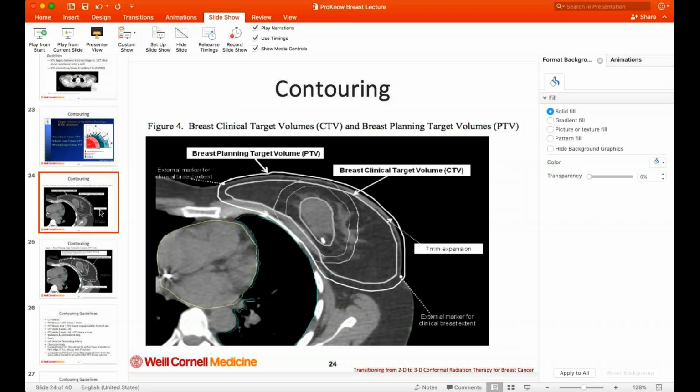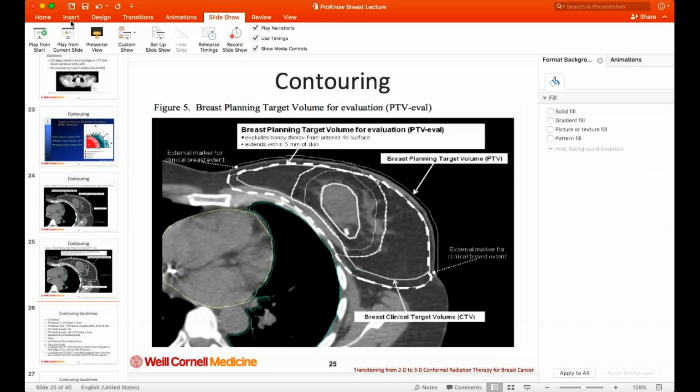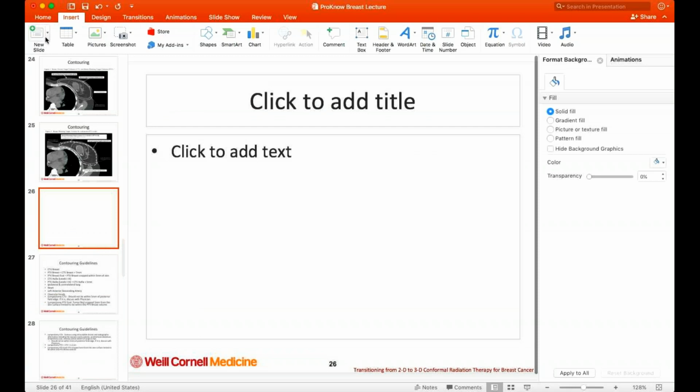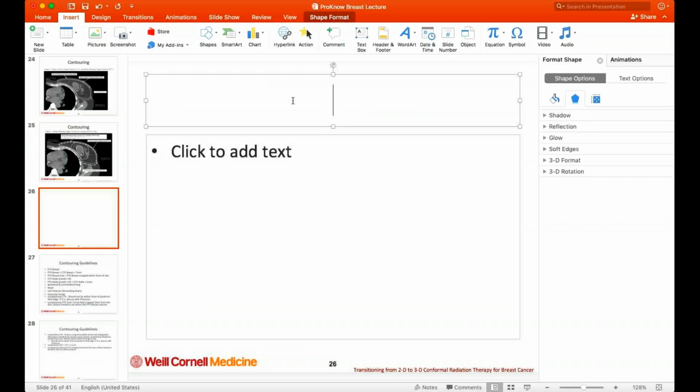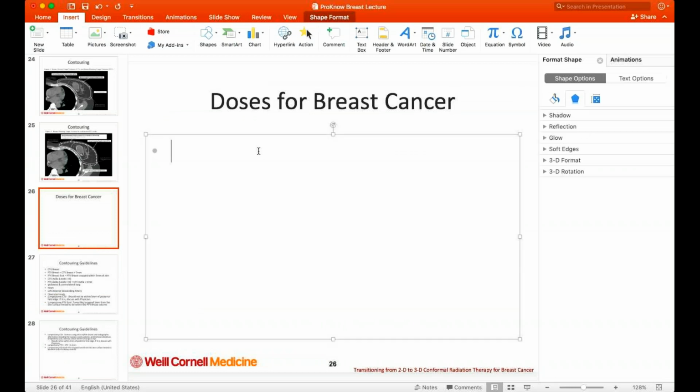So let's talk quickly about breast doses. There are a number of doses that are given in breast cancer. And since we're in this mode, I can just insert a slide. Do people mind saying what doses they give? For instance, if you have an early breast cancer, what are your common dose fractionations if you're just treating the breast in early breast cancer?